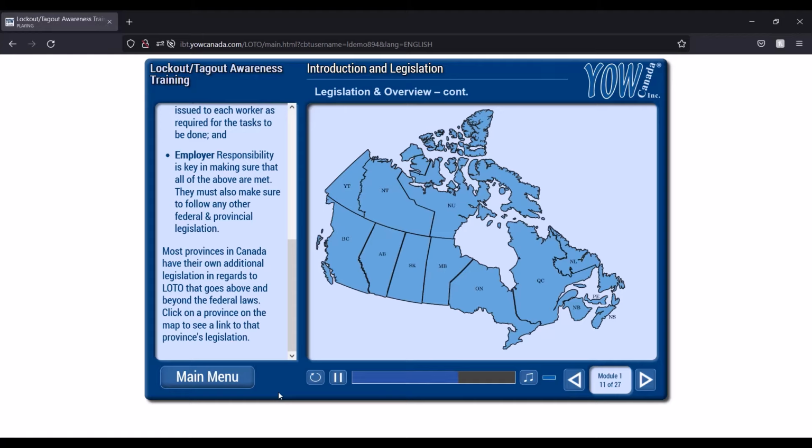They must also make sure to follow any other federal and provincial legislation. Most provinces in Canada have their own additional legislation in regards to LOTO that goes above and beyond the federal laws. Click on a province on the map to see a link to that province's legislation.